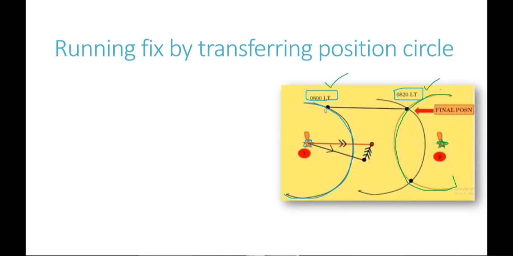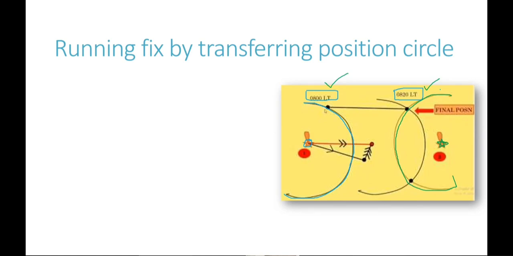Now these two position circles, the blue one and the green one, are at different times. The first position circle is referring to 8 o'clock. The second position circle is 0820. So we cannot combine these two position circles. If we want to combine them, then we have to bring both the circles to the same time. Now, most of the time, we are interested in our latest position. So we bring the previous circle to the latest time. So in this case, the 0800 circle needs to be transferred to 0820.